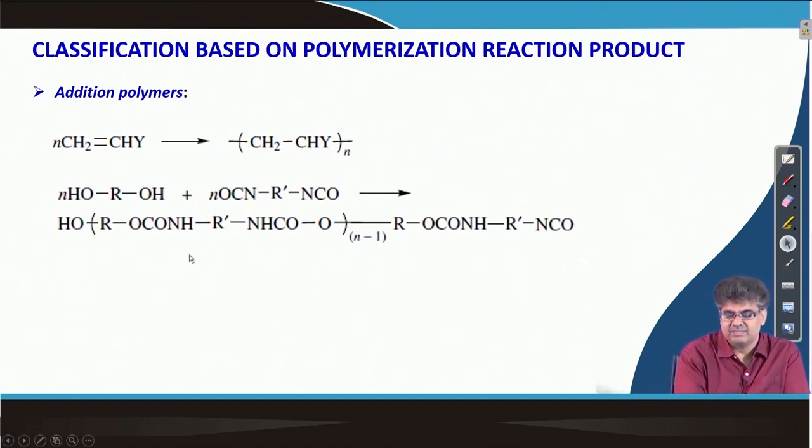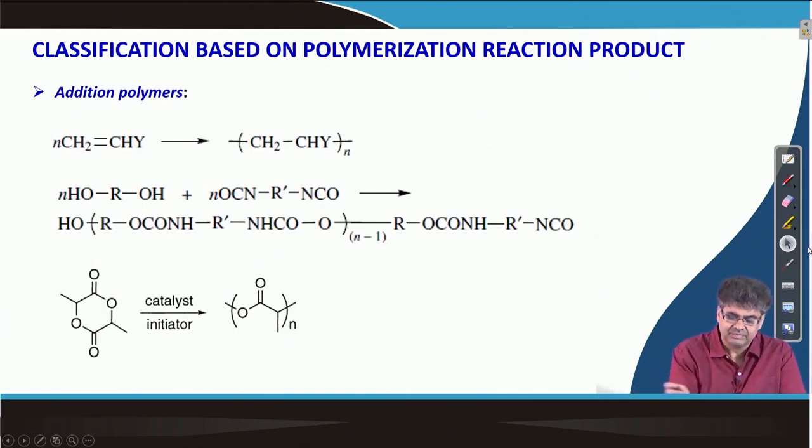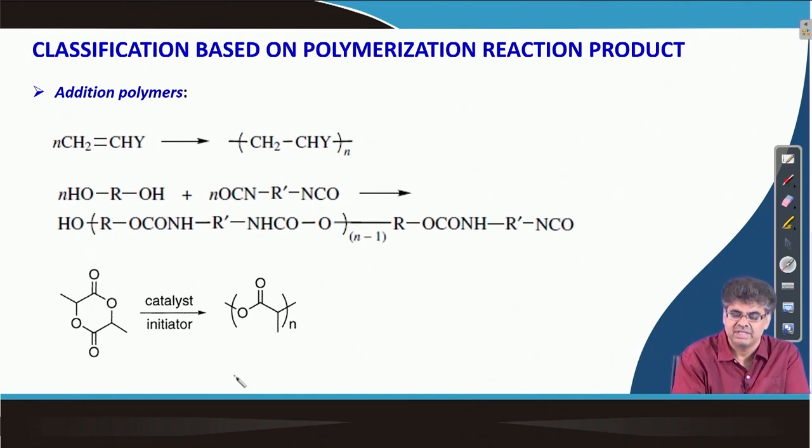So, in that way, this is a polyurethane written in a general form. In this case also, according to the organic chemistry definition of addition reaction, this should also be an addition polymer. Similarly, this ring opening polymerization of this lactide should also be considered an addition polymer, because in this case the monomers are getting added up to make the polymer. Similarly, in this case also the monomers are getting added up to make the polymer, and in all these cases no small molecule is coming out from the reaction mixture.